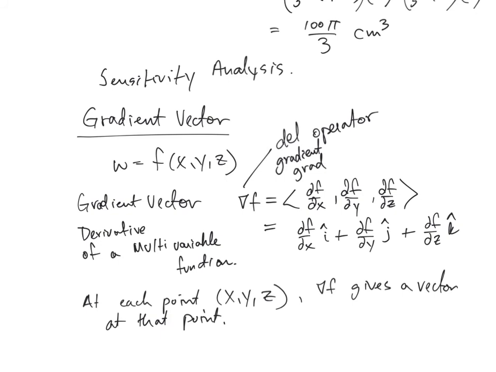And all you do to get the gradient vector of a function is take its partial derivatives and put them into a vector. That's all there is to it. Okay? So you already know how to do the partial derivatives. Now you just put them into a vector and you've got the gradient vector.